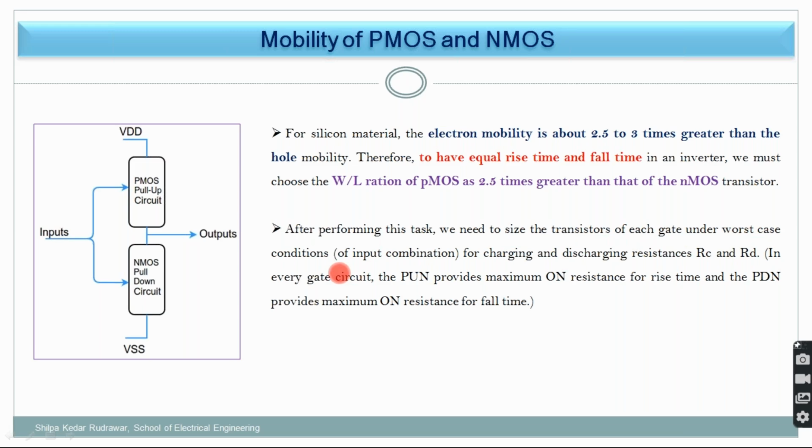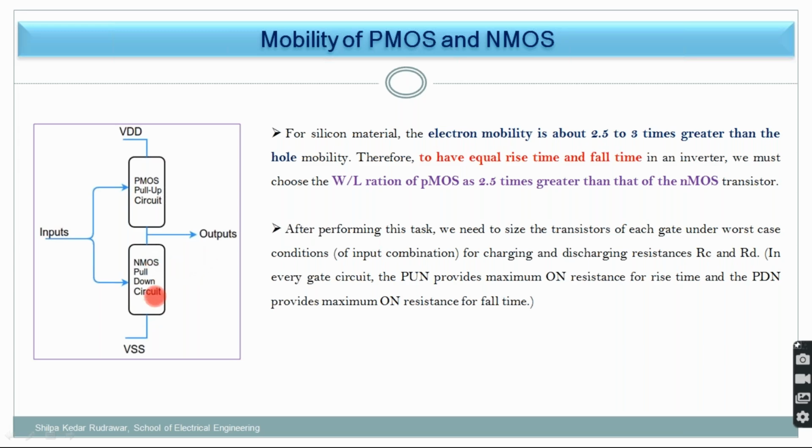Now what is meant by worst case condition? I will be telling you in the coming PPT, the next PPT, of the input combination. For charging and discharging, resistances are involved. Suppose I want to write a certain notation for the charging of the capacitor and its resistance. So here it will be charging. The capacitor is charged through the PMOS, so I am writing RC for the charging resistance, and the capacitor is discharged through this NMOS.